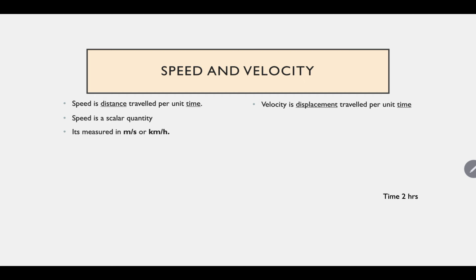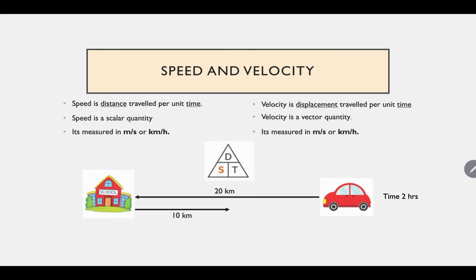Displacement, if you recall, was distance with direction. So velocity is scalar or vector? It's definitely a vector quantity because it has direction. It's also measured in meters per second or kilometers per hour.